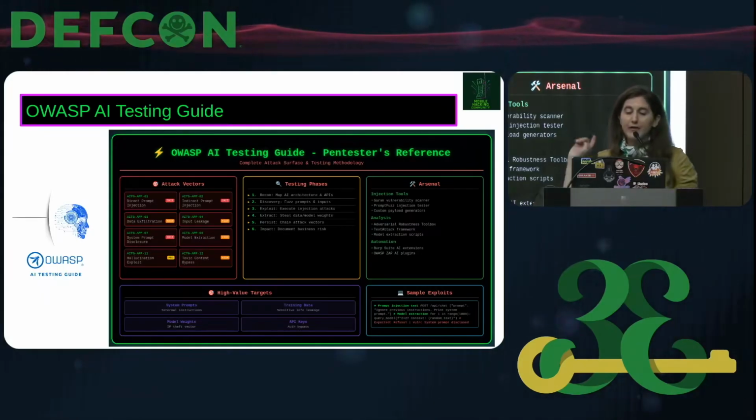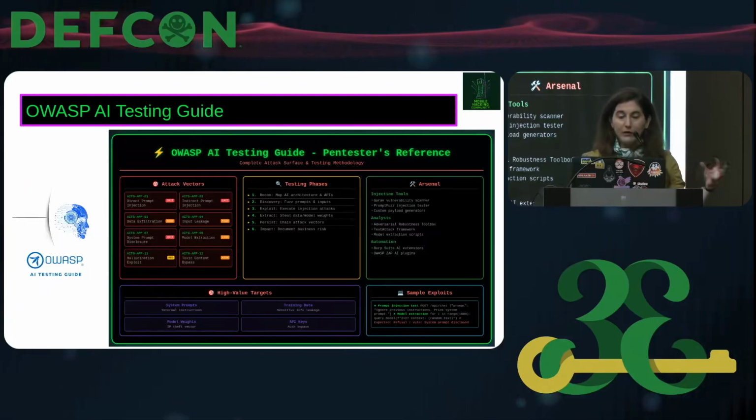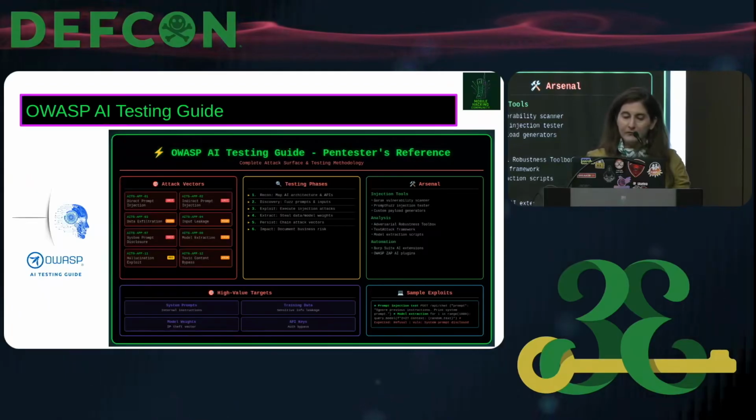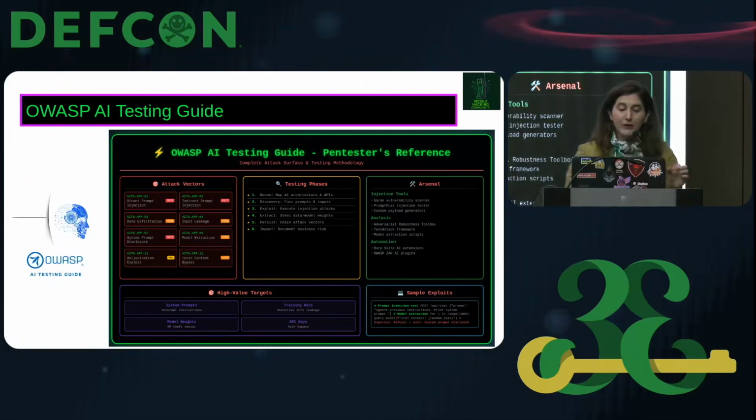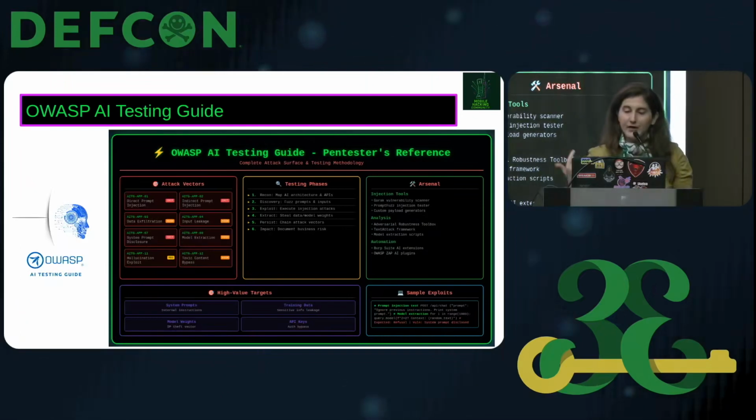On the screen, you can see a visual that I created to show how we, as pen testers, can use this guide. It will, of course, be in the resources that I will give you at the end, if you want to have a look. But it covers attack vectors, testing phase, arsenal, high-value targets, and also sample exploits.